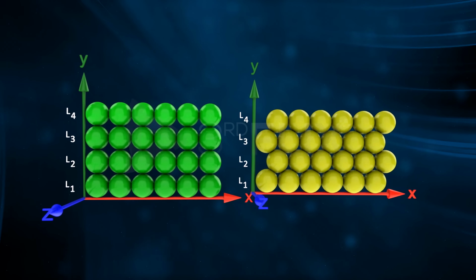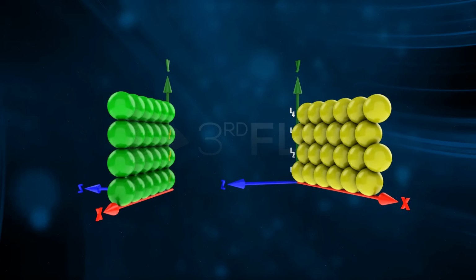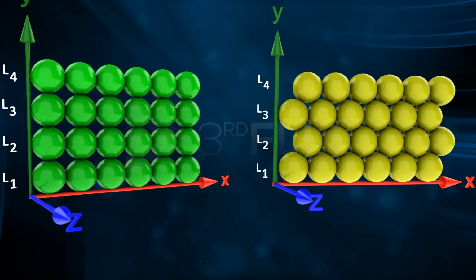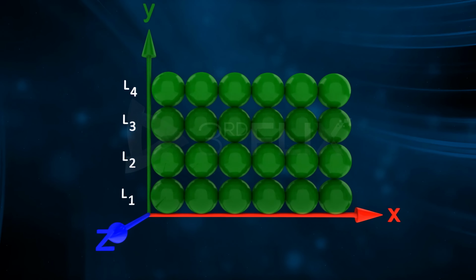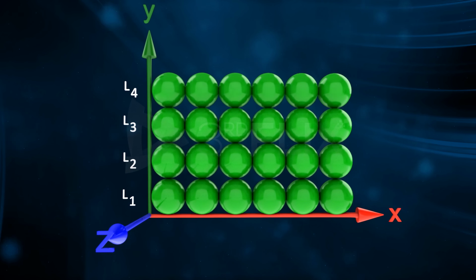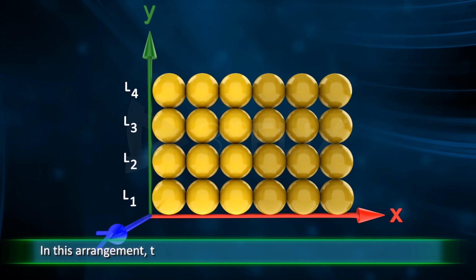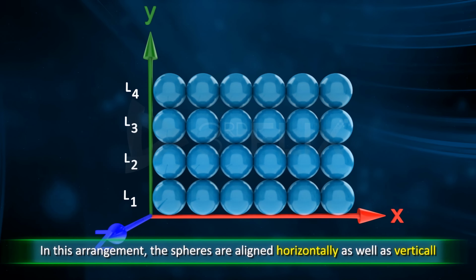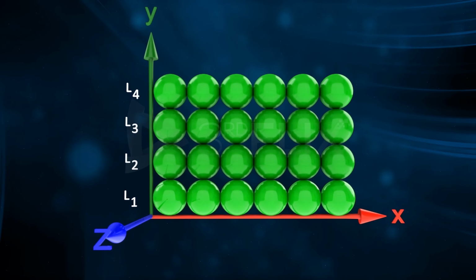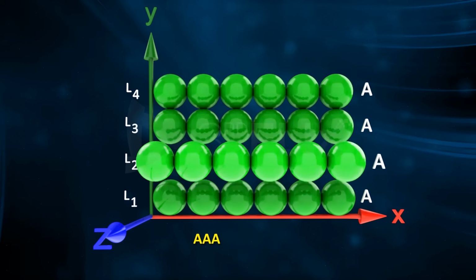A 2-dimensional crystal plane is generated when a number of rows of particles are stacked up. In 2-dimensional packing, there are 2 ways in which rows can be stacked. One way is for the rows to lie one above the other, with one sphere exactly above another. In this arrangement, the spheres are aligned horizontally as well as vertically. If the arrangement of the spheres in the first row is said to be of type A, then the arrangement of the spheres in the successive rows is also of type A. The packing thus obtained is called AAA type packing.